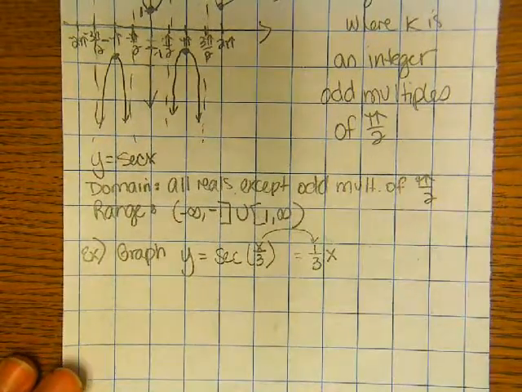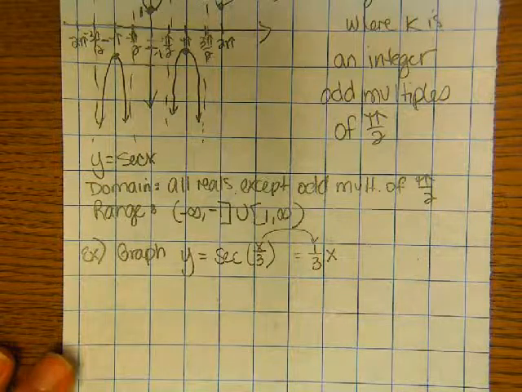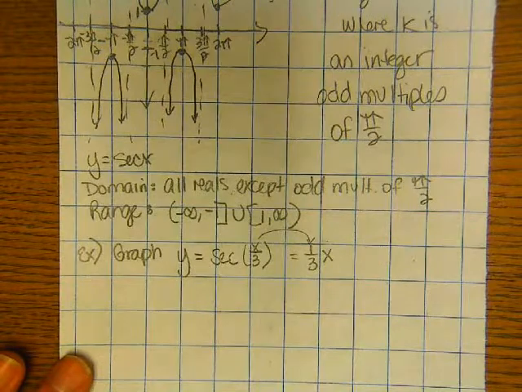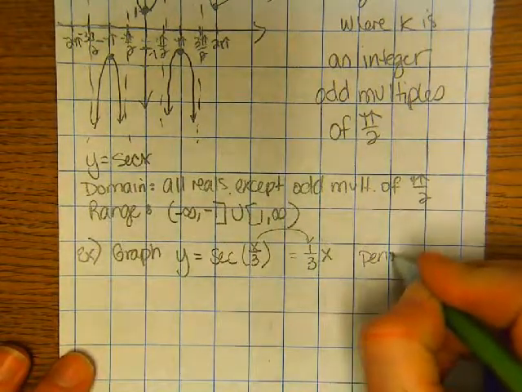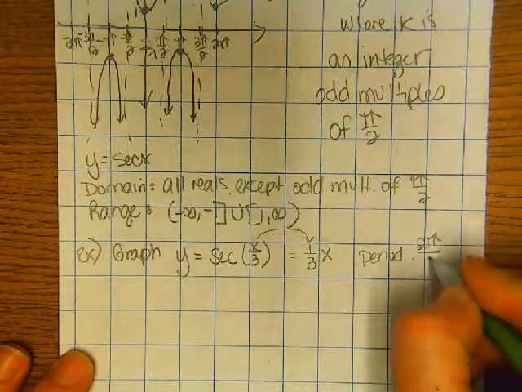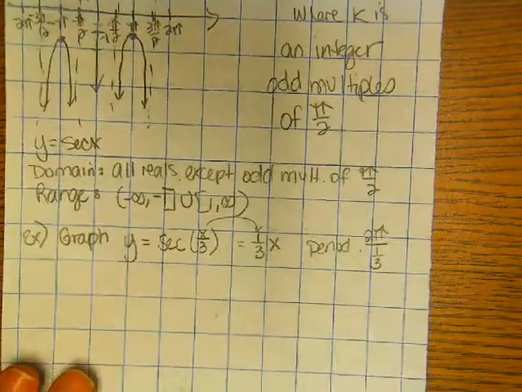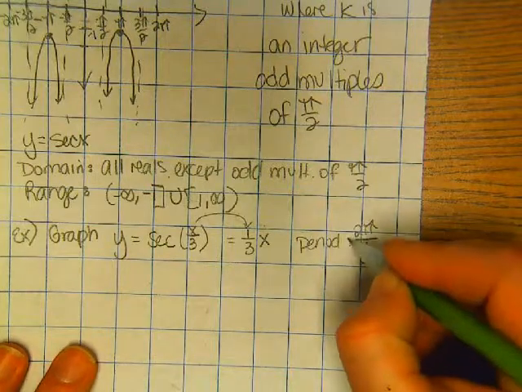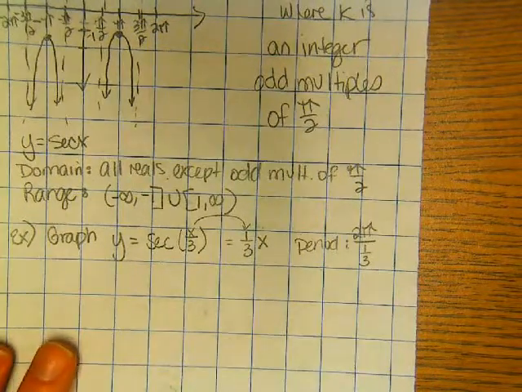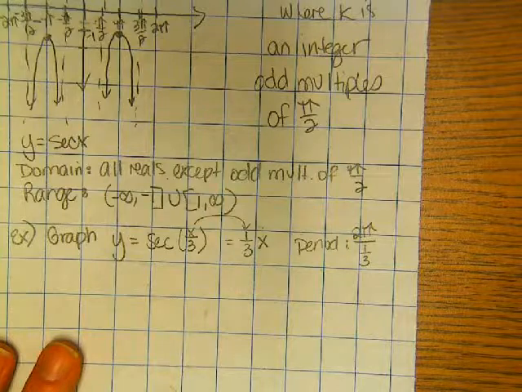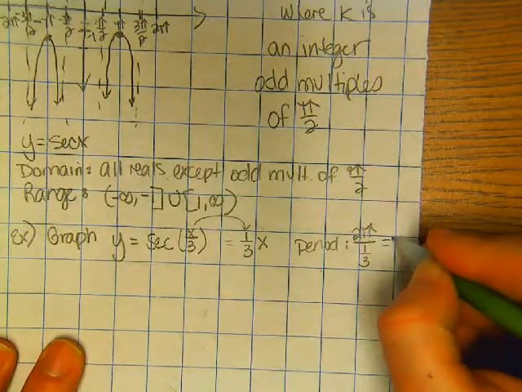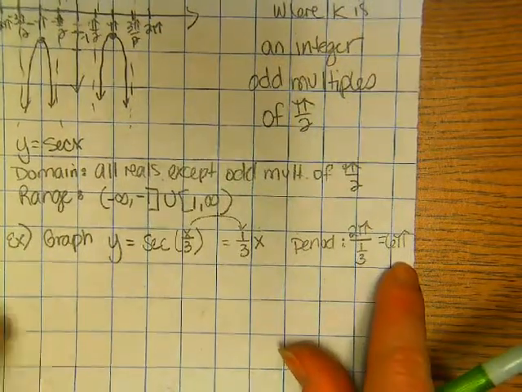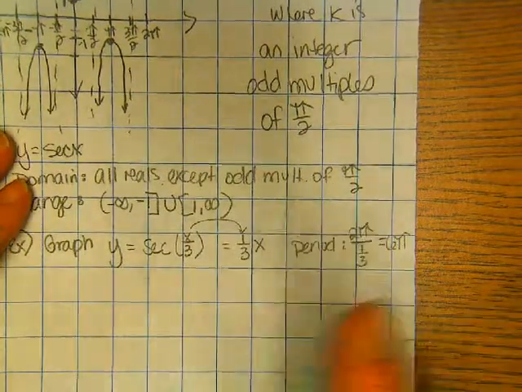1/3 x, so if I did my whole business with the period, the new period would be 2 pi divided by b, right? The new period of this would be 2 pi divided by 1/3. Dividing by a fraction is the same as multiplying by its reciprocal, right? So what's the new period? 6 pi. So I had an old period of 2 pi, and now it's stretched to 6 pi. This is a horizontal stretch of 3.